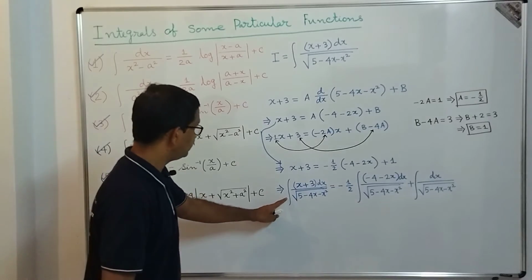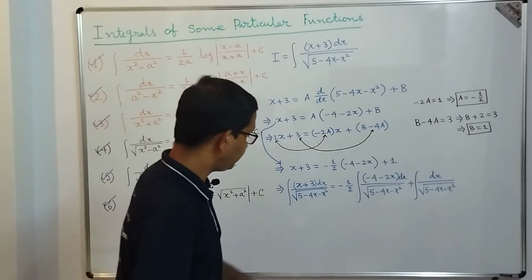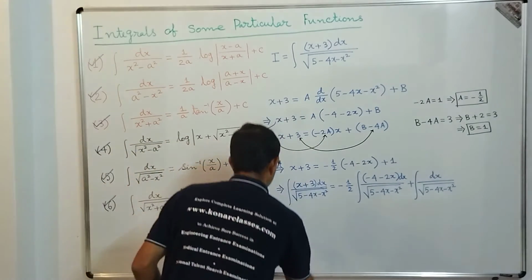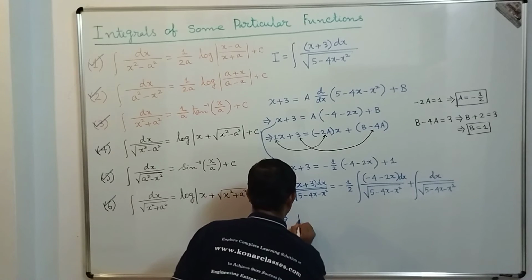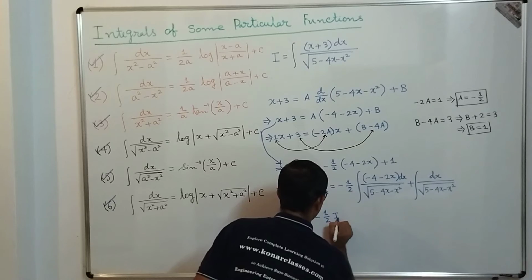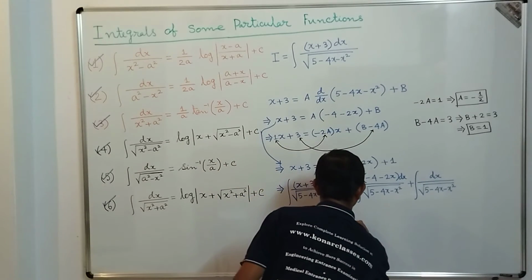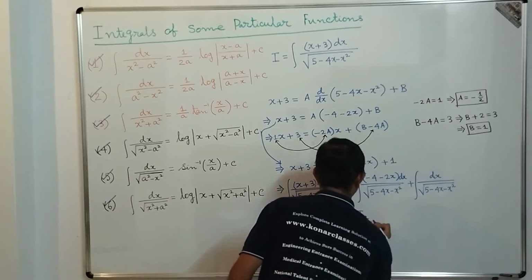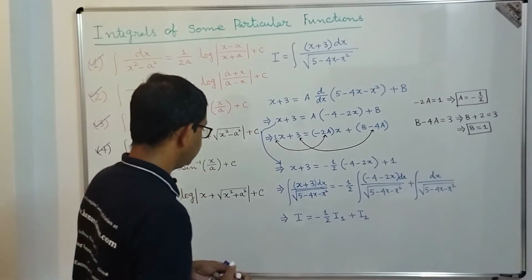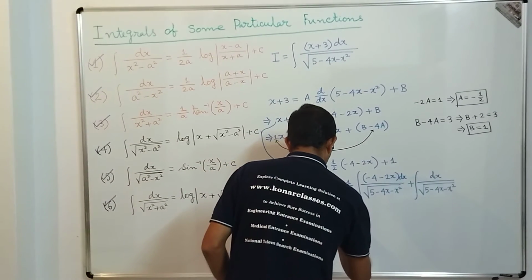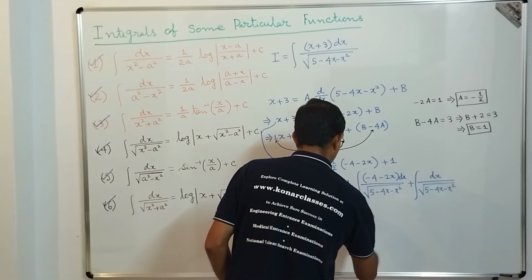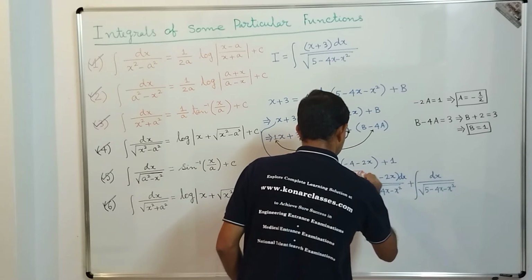Fine. So what is this? This is nothing but I, for which we are doing all this, to find the value of this integration. This is the given question. So from here what we get, dear students? We get the value of I is equal to minus 1 by 2 into I1 plus I2. Okay. So what is I1? This I1 is nothing but the value of this integration.